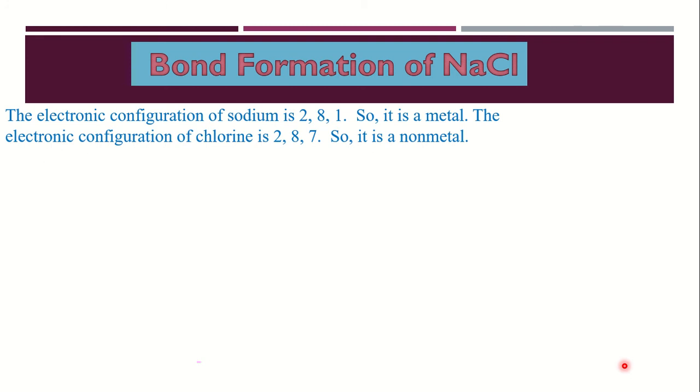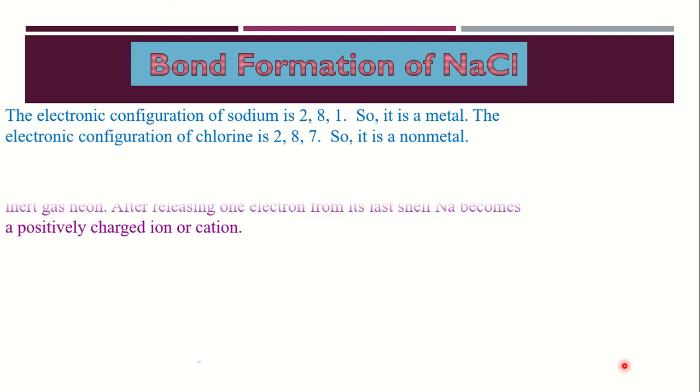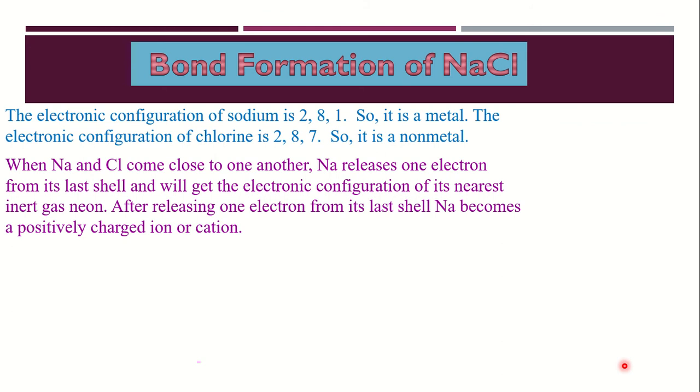And chlorine, the electronic configuration of chlorine is 2, 8, 7, so it needs 1 electron to complete its octet. So sodium releases 1 electron and chlorine accepts this 1 electron. After releasing 1 electron, sodium becomes a positively charged ion or cation, and it will gain the electronic configuration of its nearest inert gas, neon. And in this way, sodium becomes stable by forming sodium ion, Na+ cation.